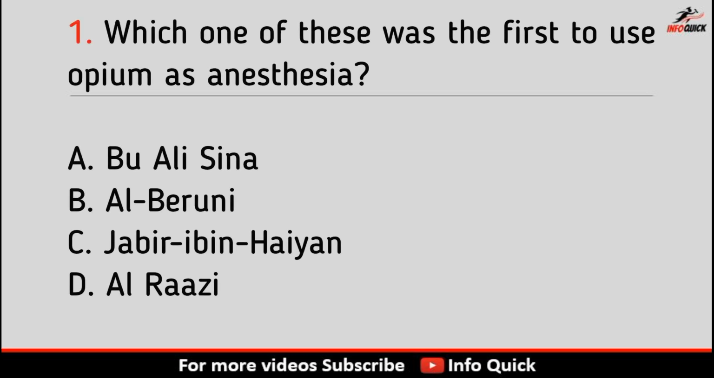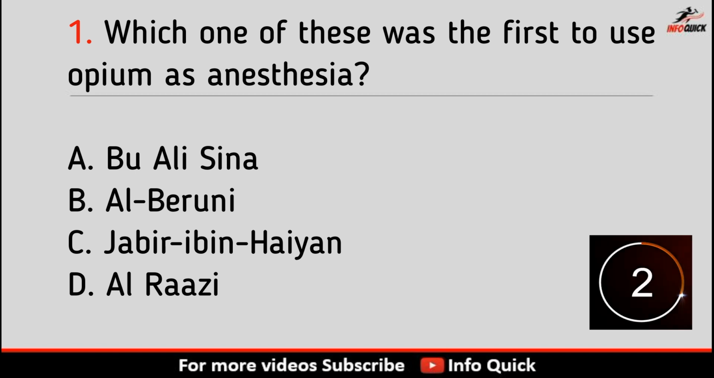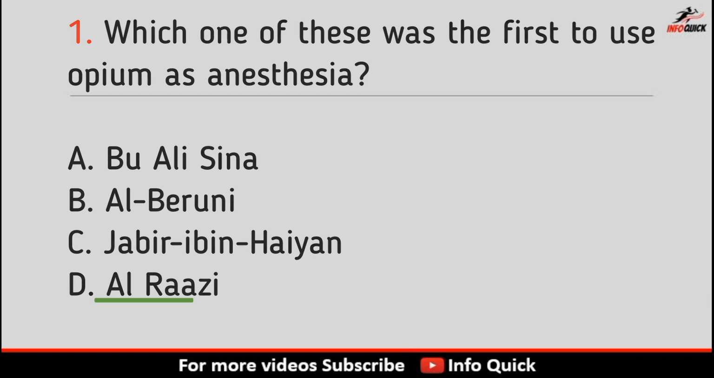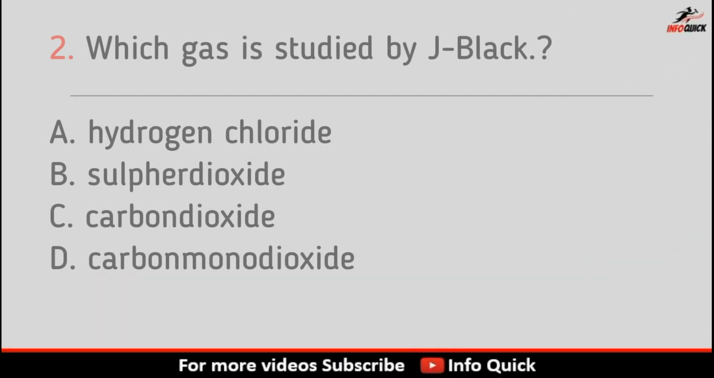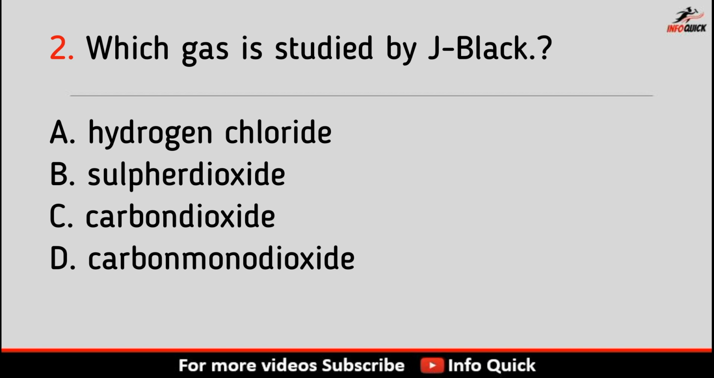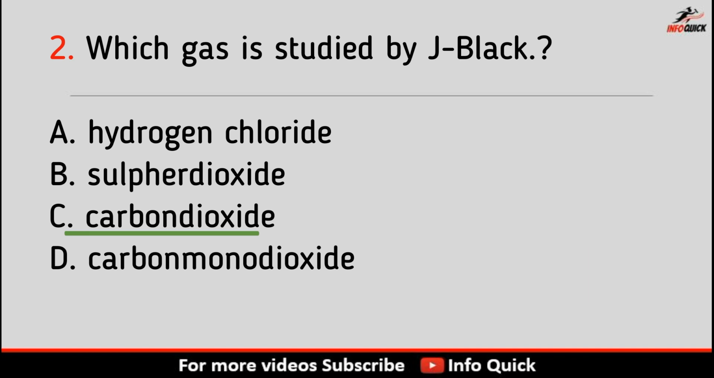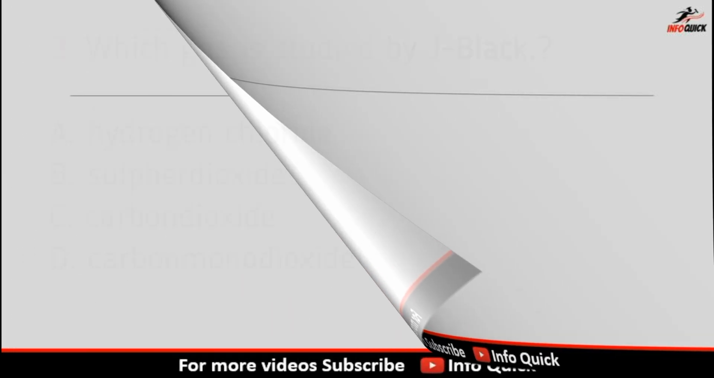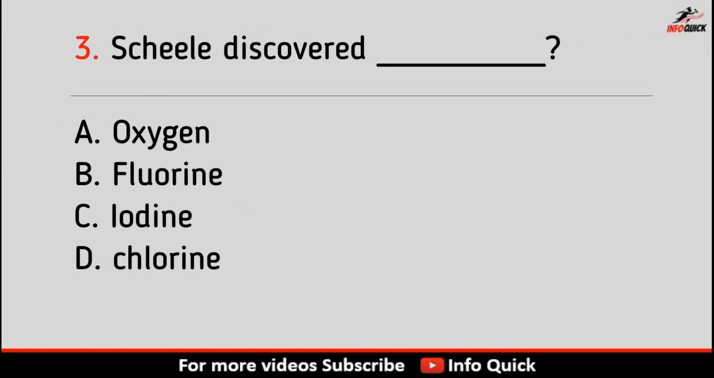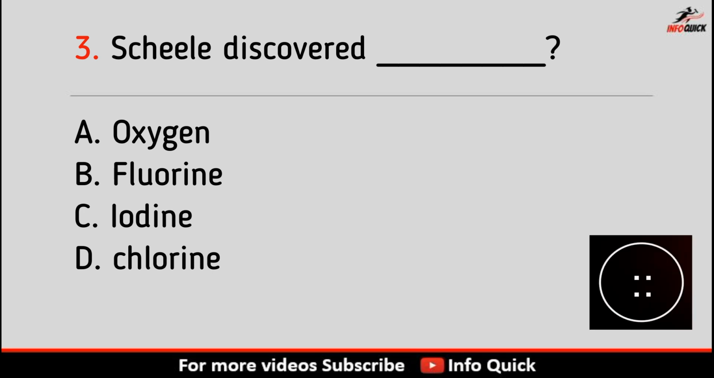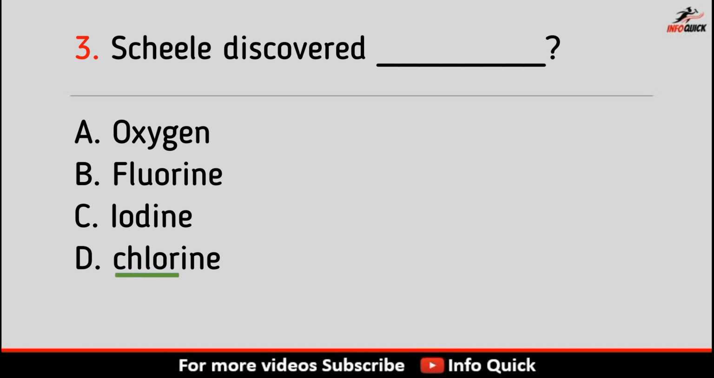Which one of these was the first to use opium as anesthesia? Al-Razi. Which gas is studied by J. Black? Carbon dioxide. Shelley discovered dash. Chlorine.